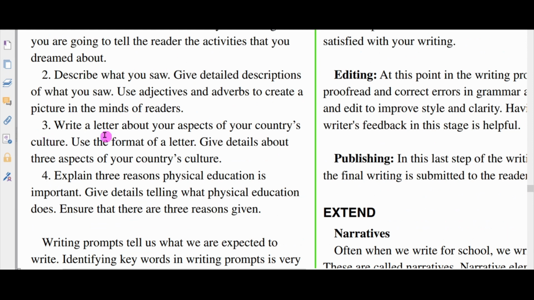3, write a letter about aspects of your country's culture. So you're going to use the format of a letter and then give details about 3 aspects of your country's culture. For prompt 4, explain 3 reasons physical education is important. You're going to give details telling what physical education does and ensure that there are 3 reasons given.